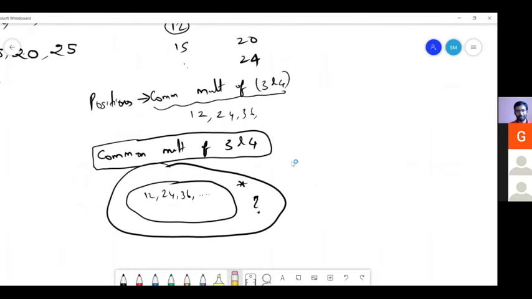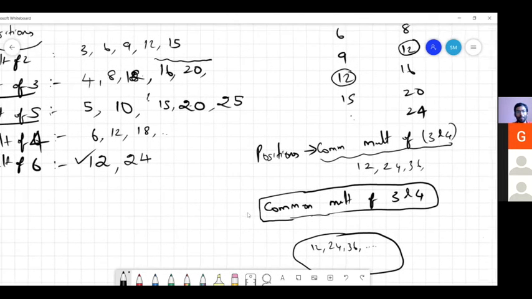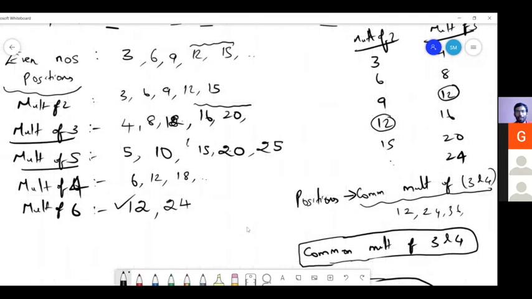12, 24, 36. So basically, these two sets are the same. These two sets are actually the same. So if it is actually true that the multiples of 2 and multiples of 3 lie along these positions, then it is clear from this we can deduce that the multiples of 6 lie in the multiples of 12. And the positions are multiples of 12.